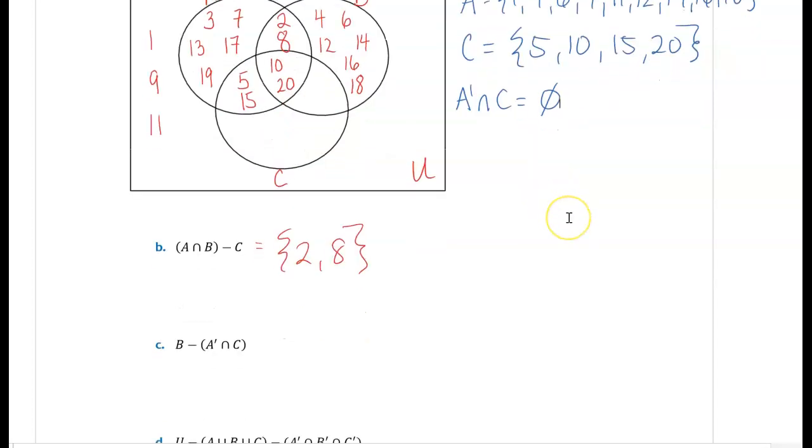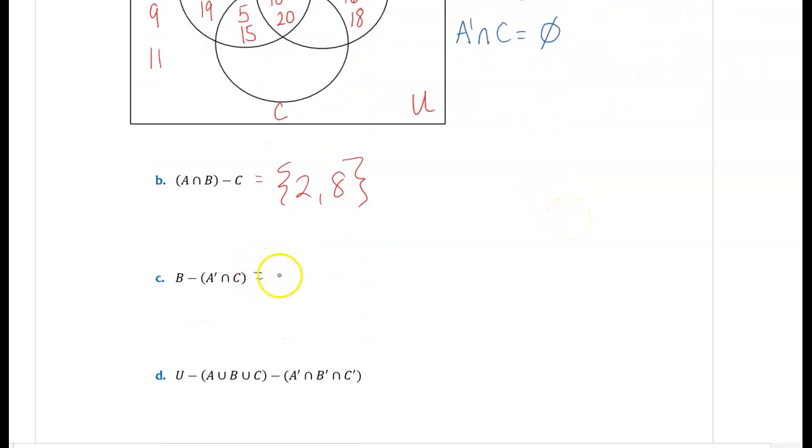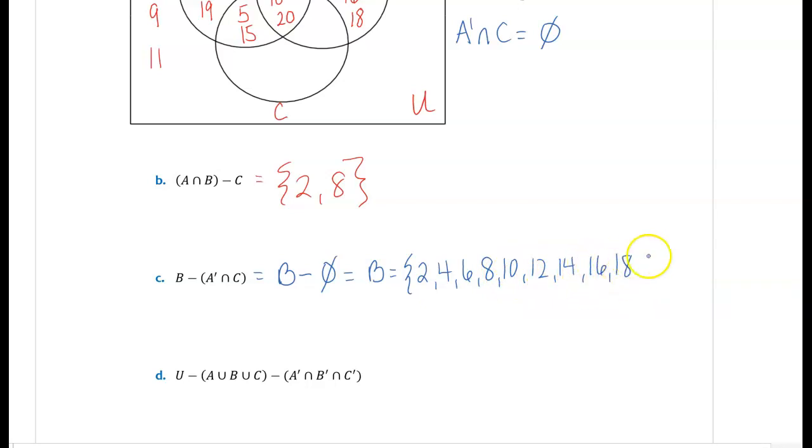So what this means for our problem, we have B take away the empty set, which means B take away no elements. So what we have remaining is just set B, which is the multiples of 2. That leaves us with 2, 4, 6, 8, 10, 12, 14, 16, 18, and 20.